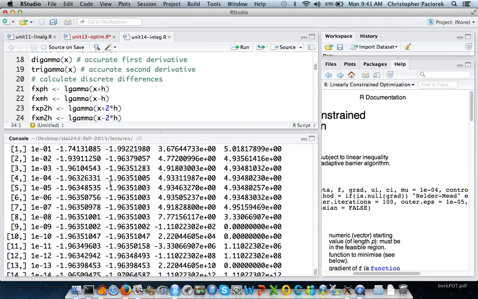If I look at the first derivative, but at the central difference, which has an error of order h squared instead of order h, I can see that I get an accurate estimate as soon as I get to 1 times 10 to the minus 5 or 1 times 10 to the minus 6. So I don't need to make h as small to get an accurate estimate with the central difference as I do with the forward difference.